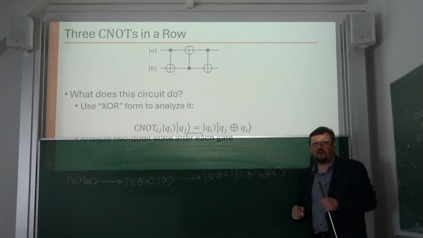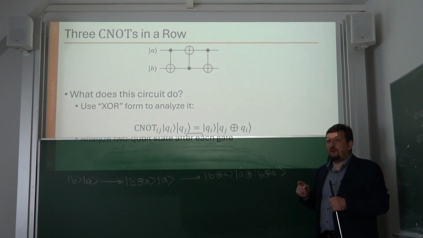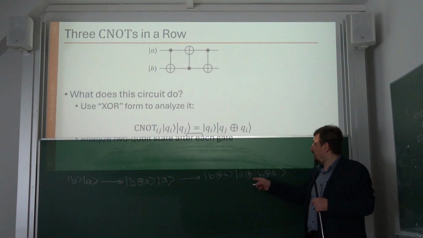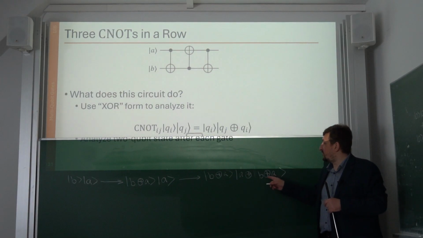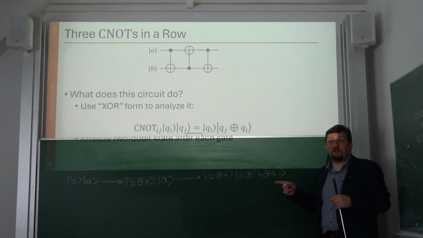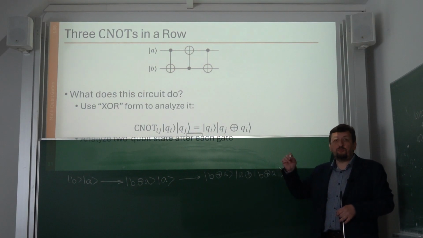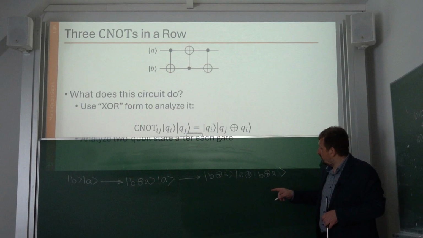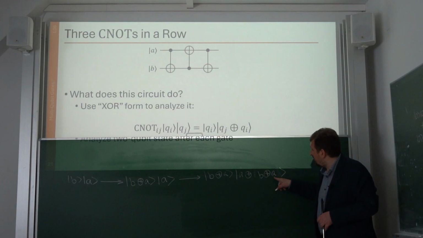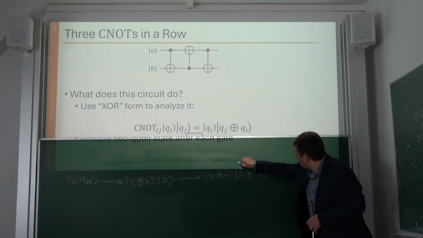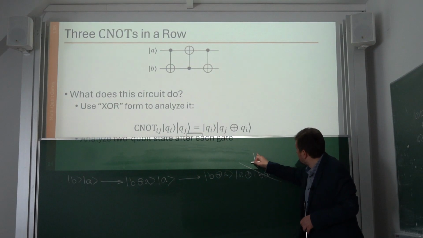It also has a very nice property that if I take XOR with the same number twice, it's the same as doing nothing because it's addition modulo 2. If you add 0 plus 0, you get 0. If you add 1 plus 1, you get 2, which modulo 2 is the same as 0. So here I have A XOR B XOR A. So this is the same as just B.